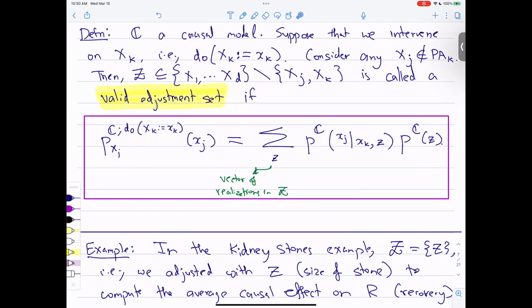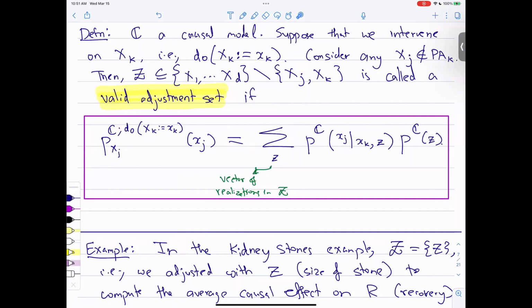Why should Xj not be in the parent of Xk to calculate the probability? Because it's upstream. By parent, it cannot affect, it's upstream. Typically J is downstream. You are interested in this only when J is downstream of K.